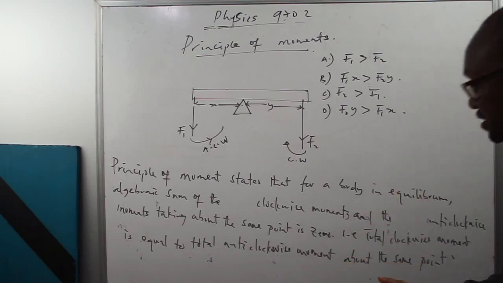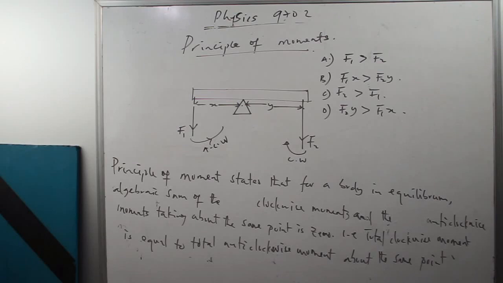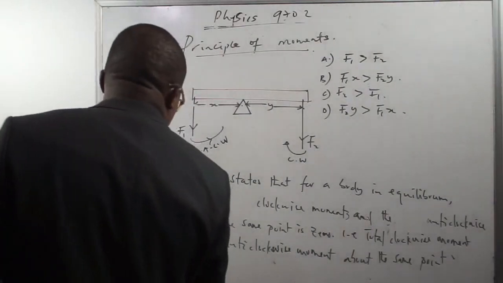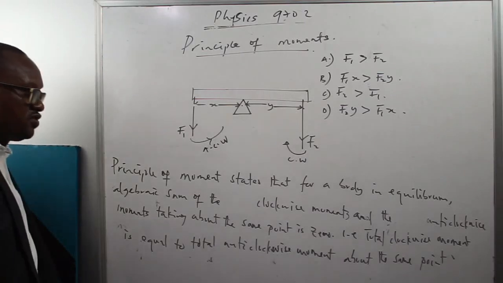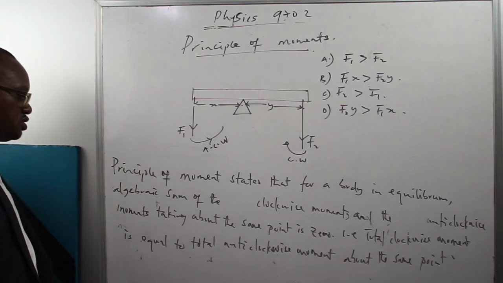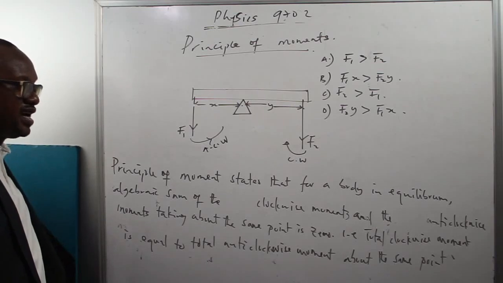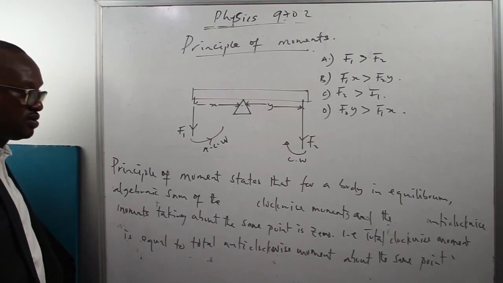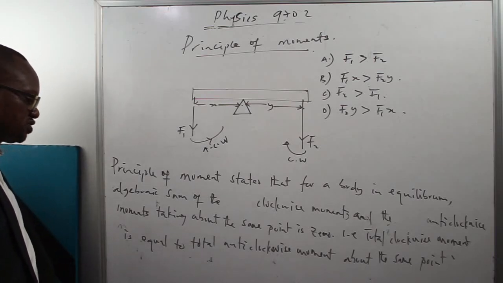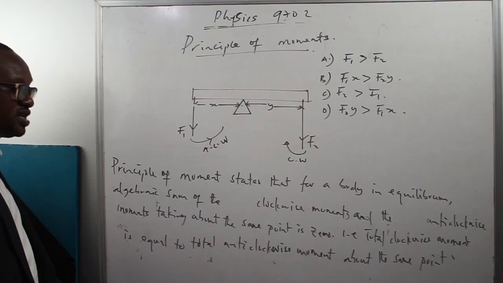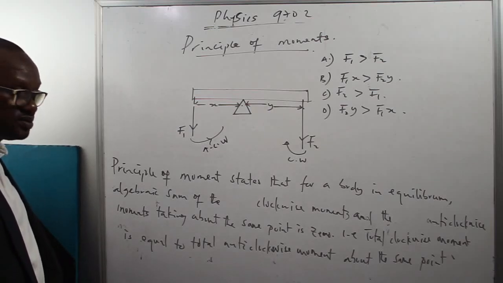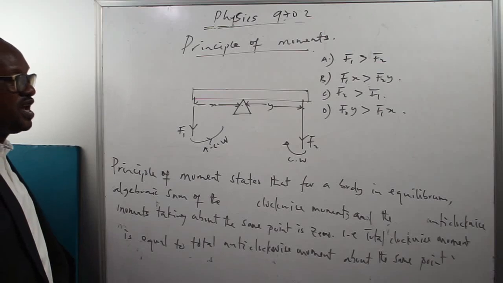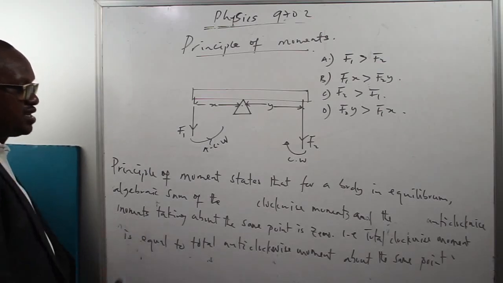And what that basically means is that the total clockwise moment is now balanced by the total anti-clockwise moment, which is the principle of moment. So the principle of moment states that for a body in equilibrium, the algebraic sum of the clockwise moment and the anti-clockwise moment taken about the same point is 0. And what that means is that the total clockwise moment is equal to the total anti-clockwise moment about the same point. So the next thing we now have to do is to look at an illustration of this.